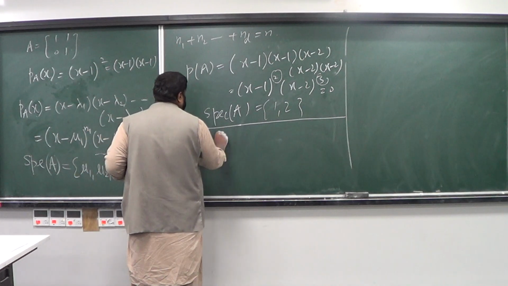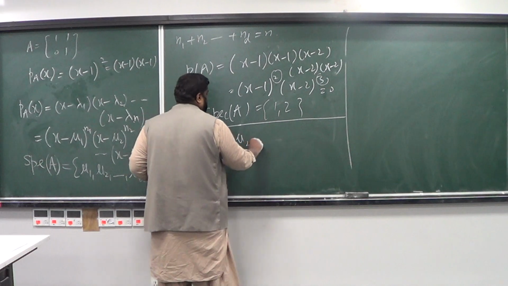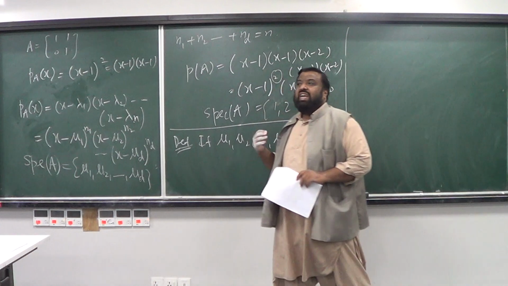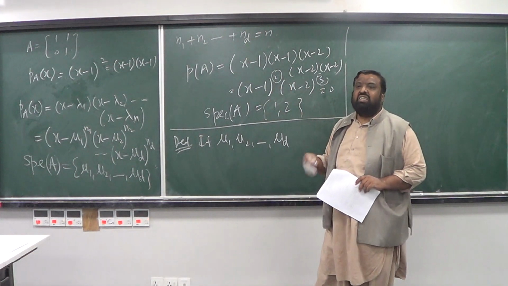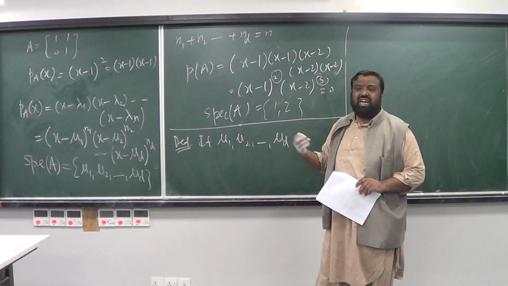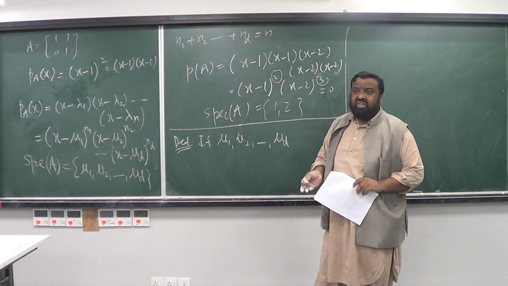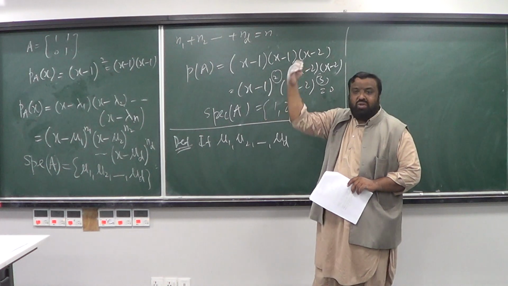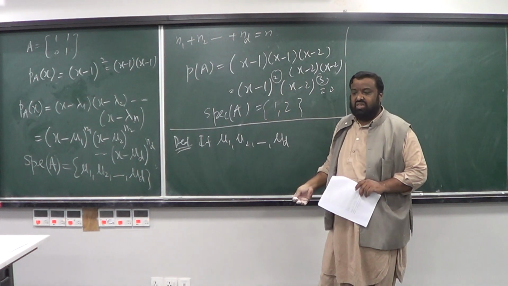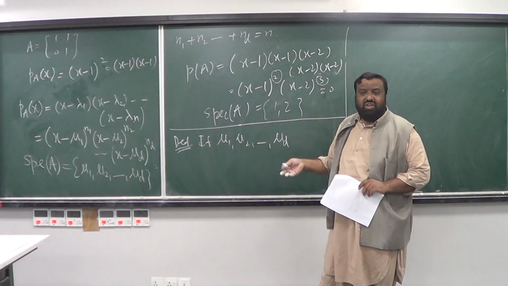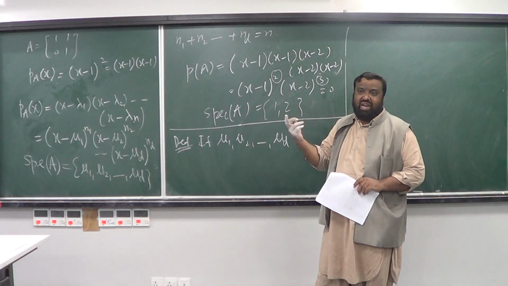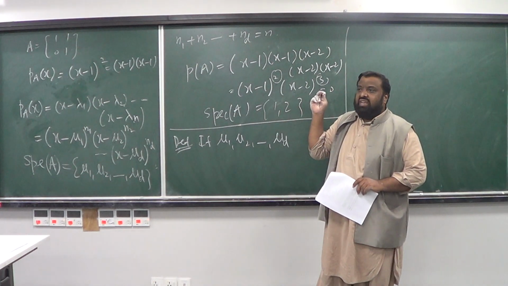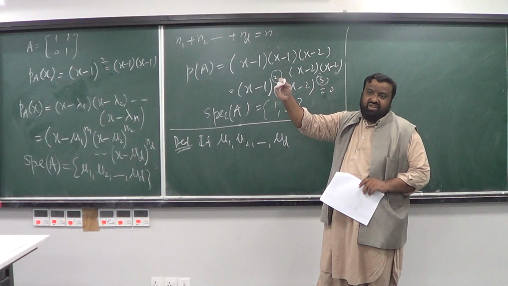So if mu1, mu2, mu_d, you have to keep one thing in mind. An n by n matrix does not necessarily always have n distinct eigenvalues. It can have at most n eigenvalues, but it doesn't mean that it is always going to have exactly n eigenvalues. It must have at least one eigenvalue, because we also proved it, and at most it can have n eigenvalues.